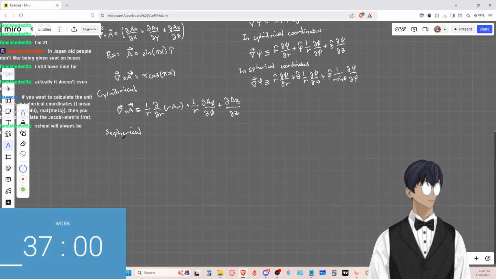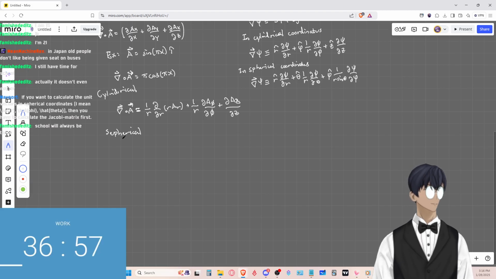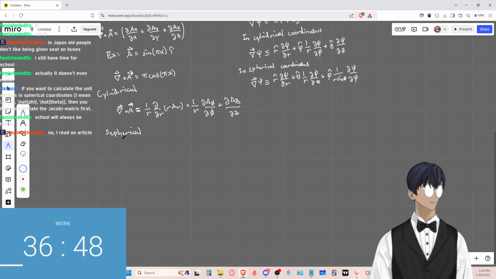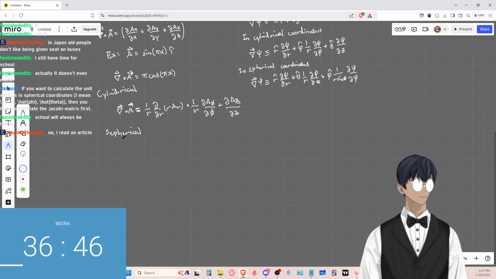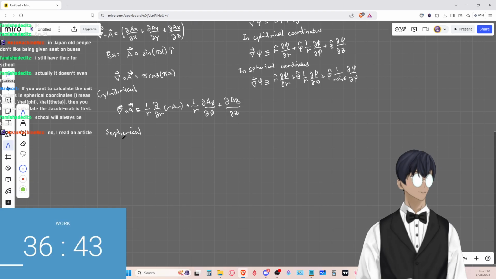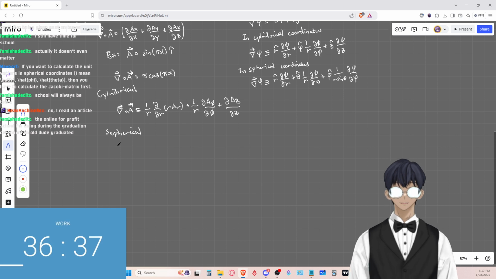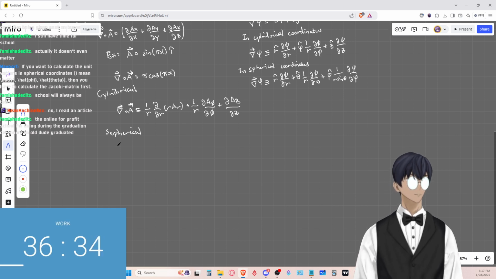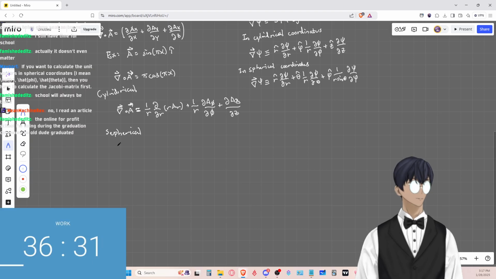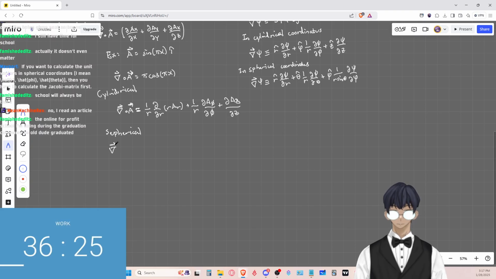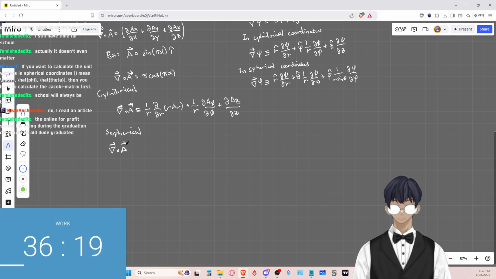If you want to calculate the unit vectors of spherical coordinates, r hat, phi hat and theta hat, then you have to collect the Jacobian matrix first. Oh, okay. I did not know that. Thank you, Mavort, for enlightening me on that. Okay, so it has to be the Jacobian matrix. I don't know why I was losing words there. I'm familiar with that matrix.